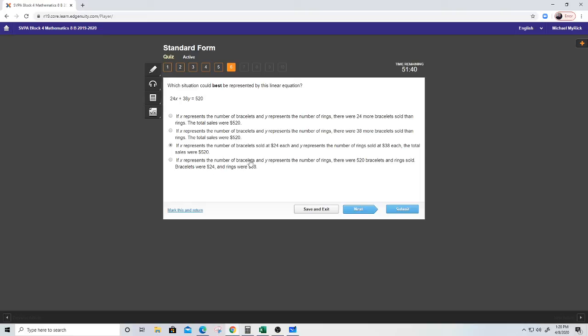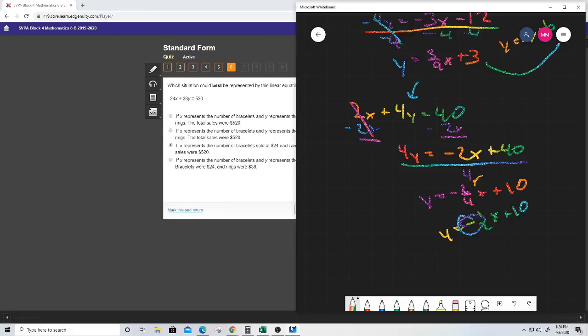X represents the number of bracelets sold. Okay. Y represents rings, yes. There were 520 bracelets of rings sold. That doesn't make... Okay. No. Alright. Okay. X bracelets, right? And bracelets cost $24 per bracelet, right?